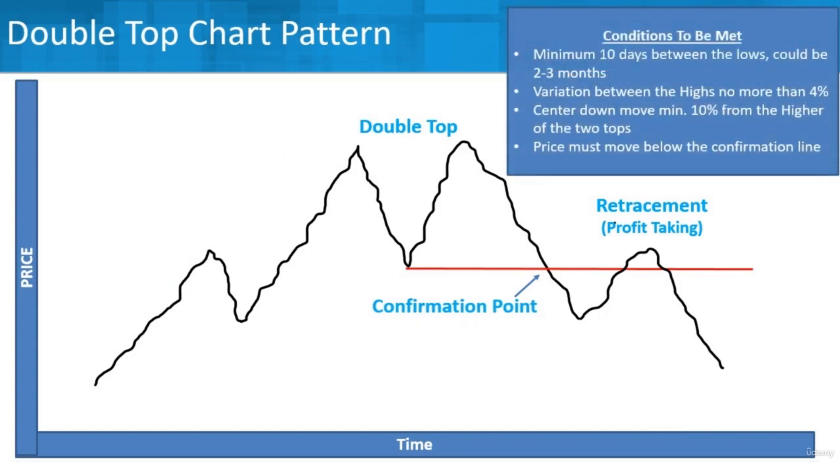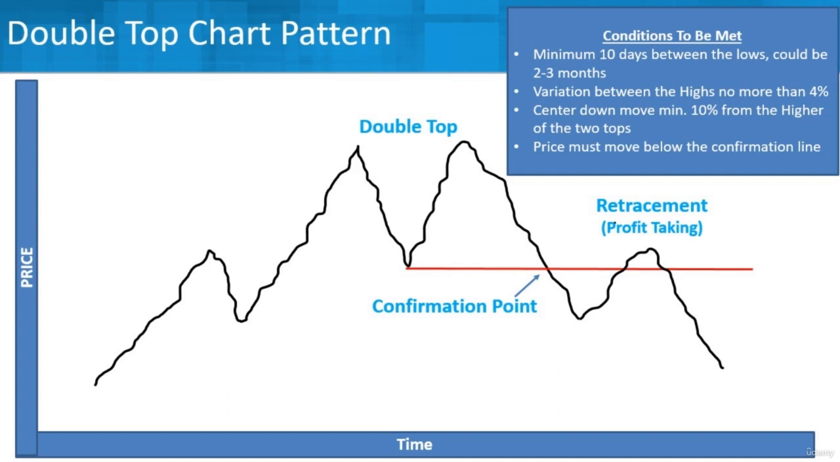Again, mirror image of the double bottoms, but now it's the double tops. Like 10 days between the highs. It could be months, but you're looking for at least 10 days between them. And the variation between the highs now is no more than 4%. Again, it's not looking like staggering steps upward. You're definitely forming that M, and so you want those tops to be within 4% of each other.